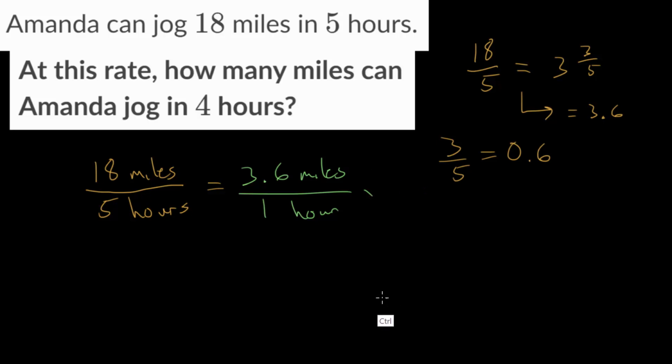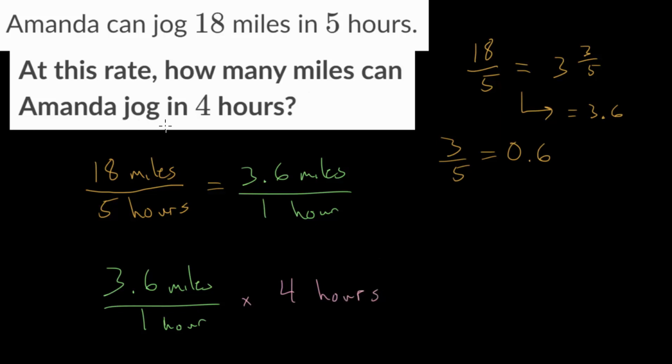So now that we have our unit rate, we have how many miles Amanda travels in 1 hour, we can just multiply this by 4 hours. So we have 3.6 miles in 1 hour, and we will multiply this by 4 hours so that we can answer this question, how many miles can Amanda jog in 4 hours? Notice that our units cancel out. Hours divided by hours, just like numbers, something divided by itself will simplify to 1. So we lose hours for our units, and we'll just end up with an answer in terms of miles, which is exactly what we wanted.